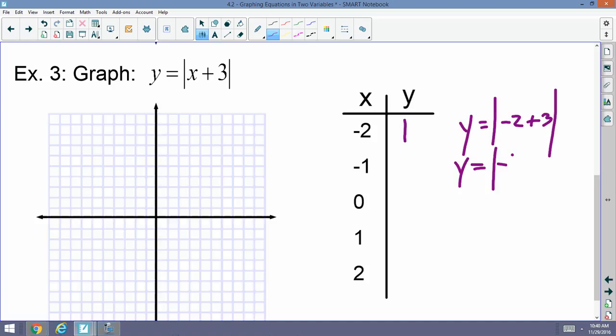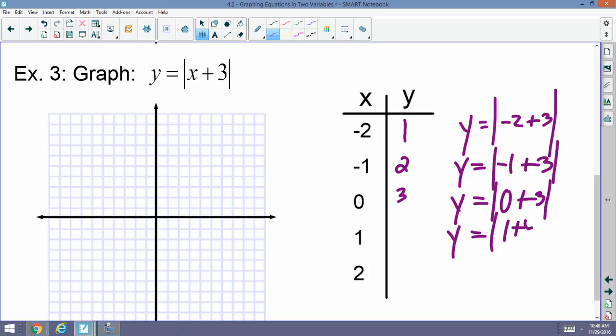When x is negative 1, y is 2. When x is 0, y is... When x is 1, y is... When x is 2, y is... Very good. So now I've got negative 2, 1. Negative 1, 2. I got 0, 3. Oh, this is a good one. 1, 4. And I got 2, 5.